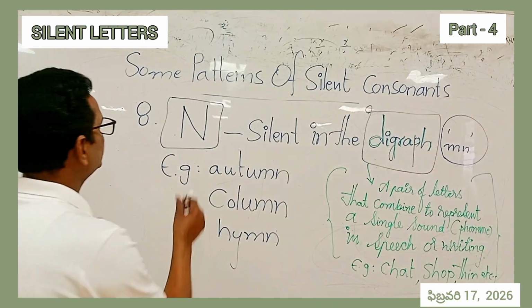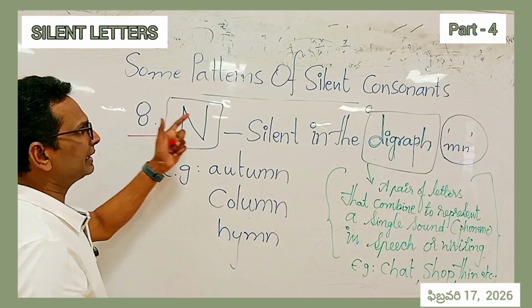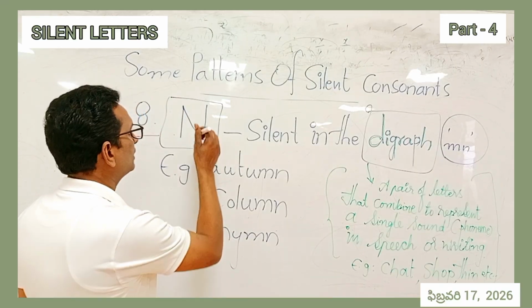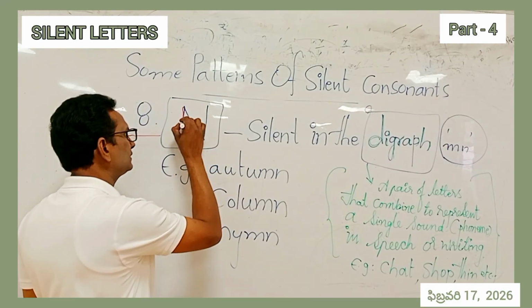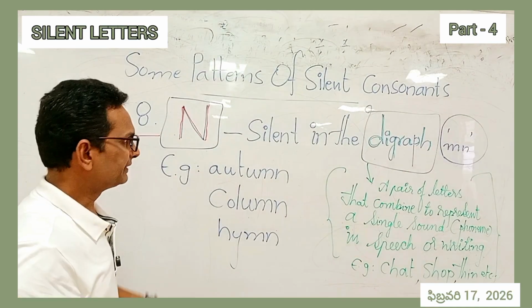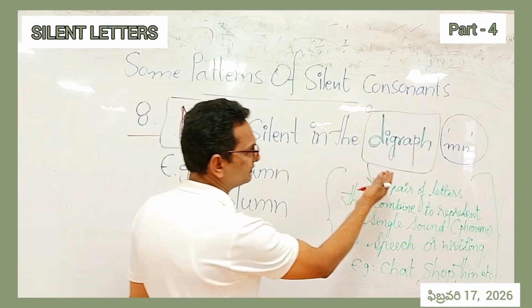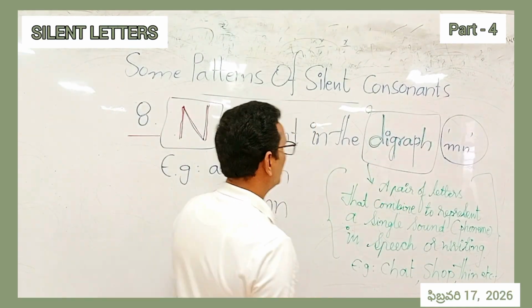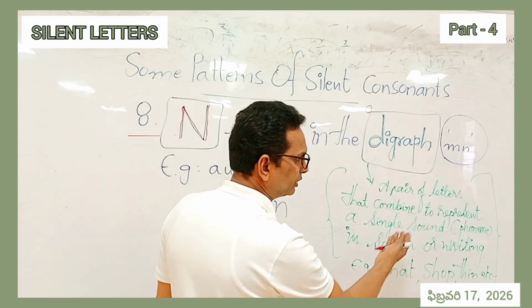Here is the eighth one under some patterns of silent consonants. This is N. N is discussed in this particular portion of the video. N is silent in the digraph MN. What is a digraph? We'll take a look at that later.